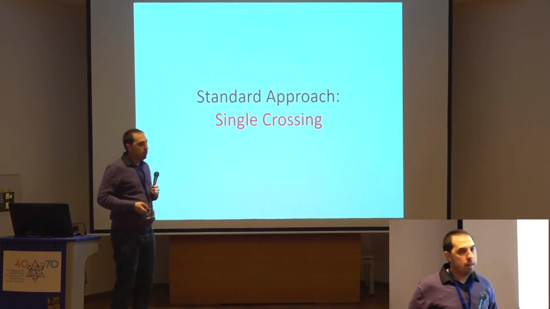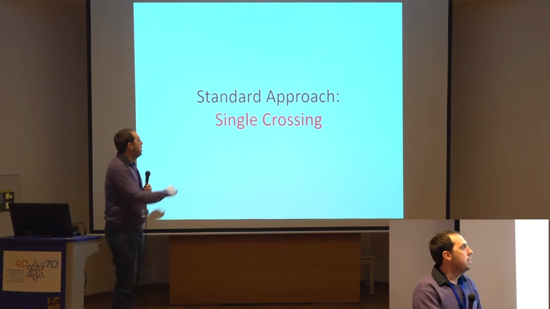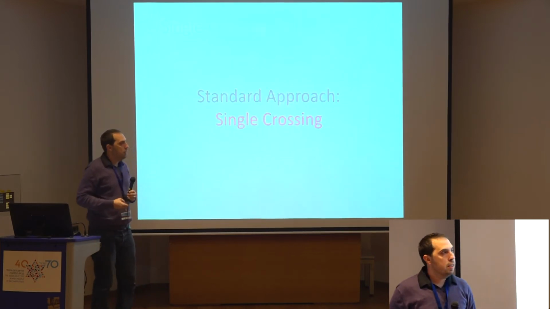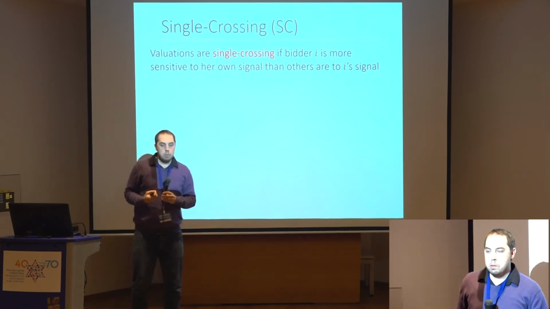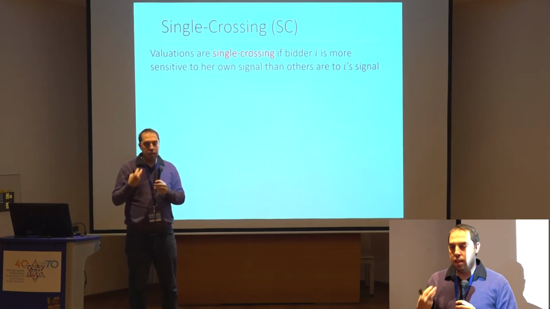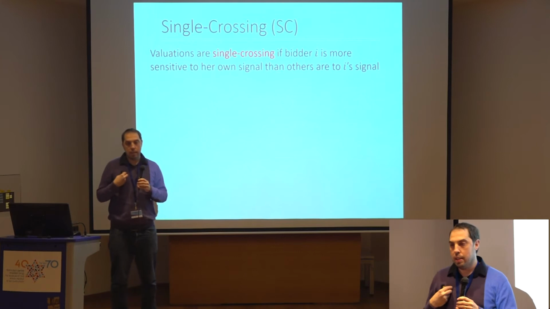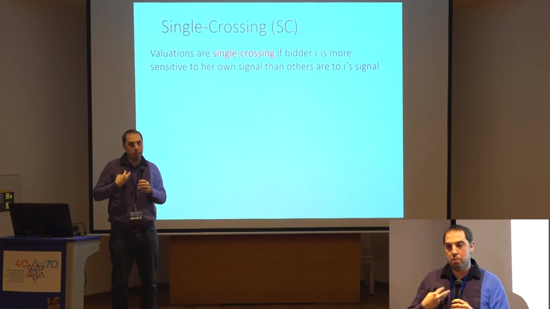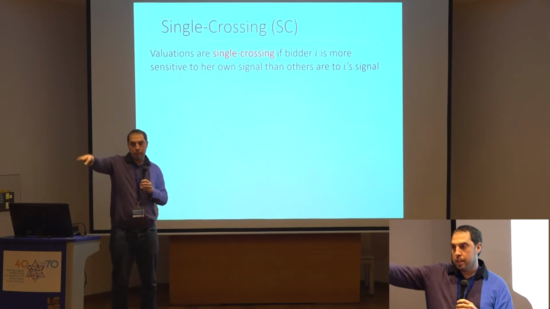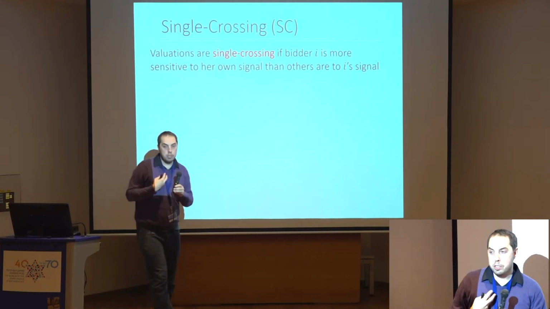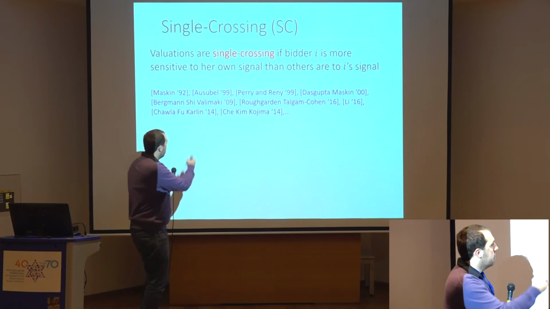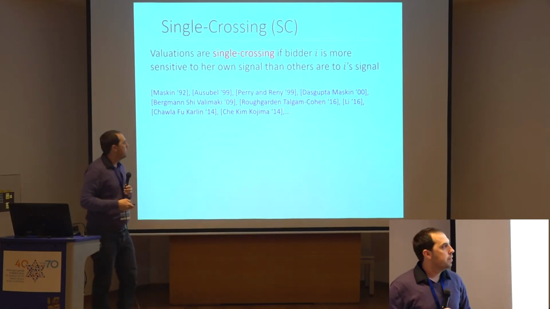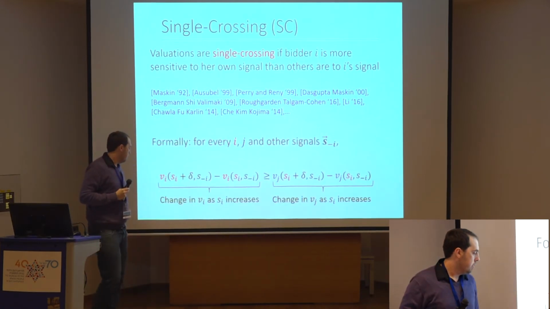The first approach, taken before us, is to assume something called single crossing. So let me define it now. Single crossing means that my value is more sensitive to my signal. My signal affects my value more than it affects other bidders'. So my information is more valuable to me than to other bidders. It's a very standard assumption. It looks something like this.